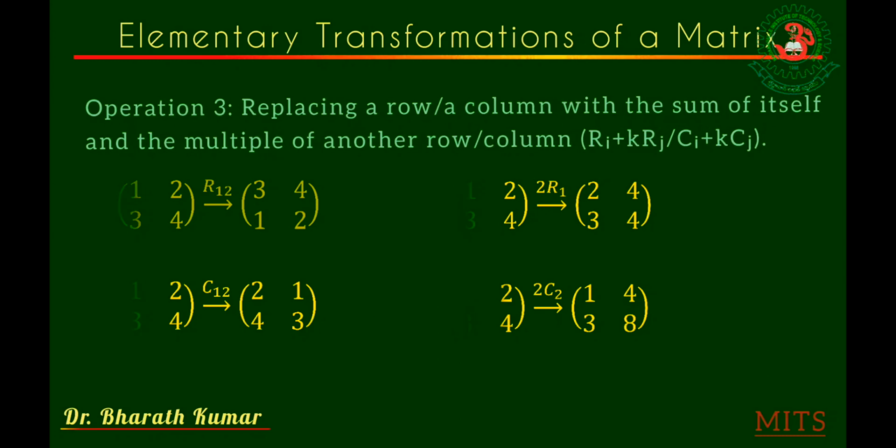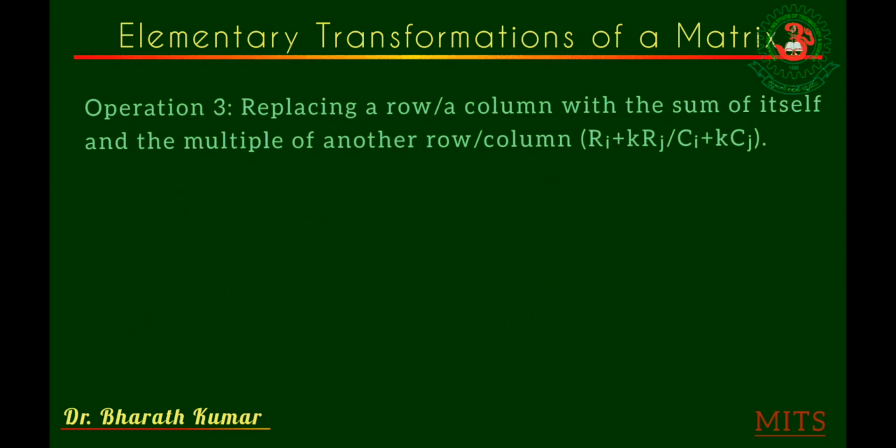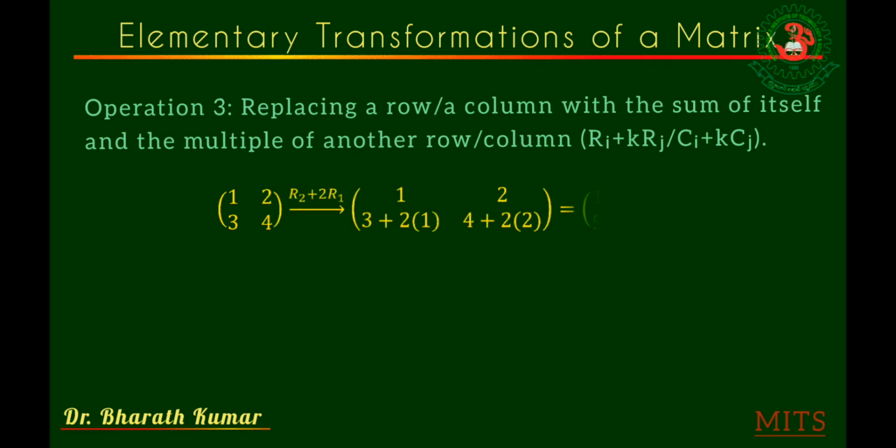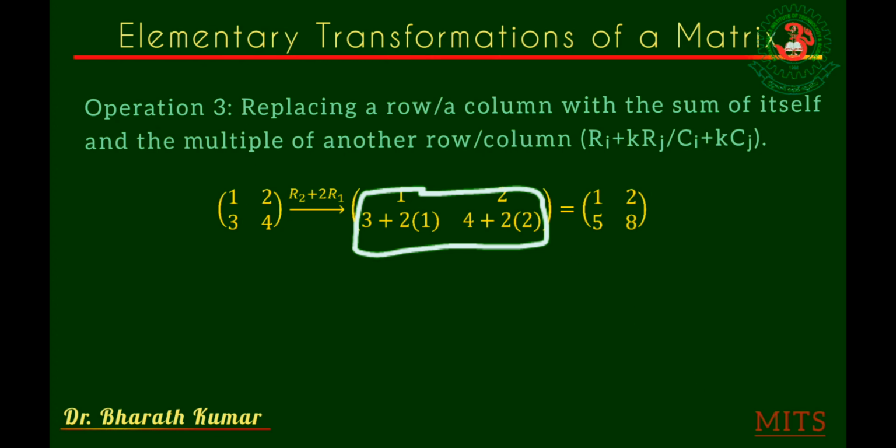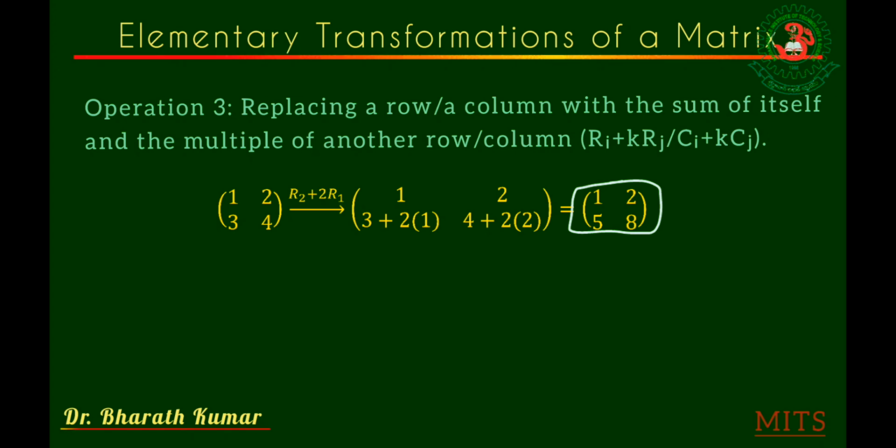The third operation is the combination of previous two operations. Here, Ri plus k Rj will replace the ith row by the sum of itself and the scalar multiple of jth row. Similar transformation will be done in the case of columns, which is Ci plus k Cj. Let's elaborate with the previous example 1, 2 and 3, 4 and apply the transformation R2 plus 2R1, which means the second row will be replaced by the sum of itself and twice of R1. Thus, the new transformed matrix is 1, 2 and 5, 8.